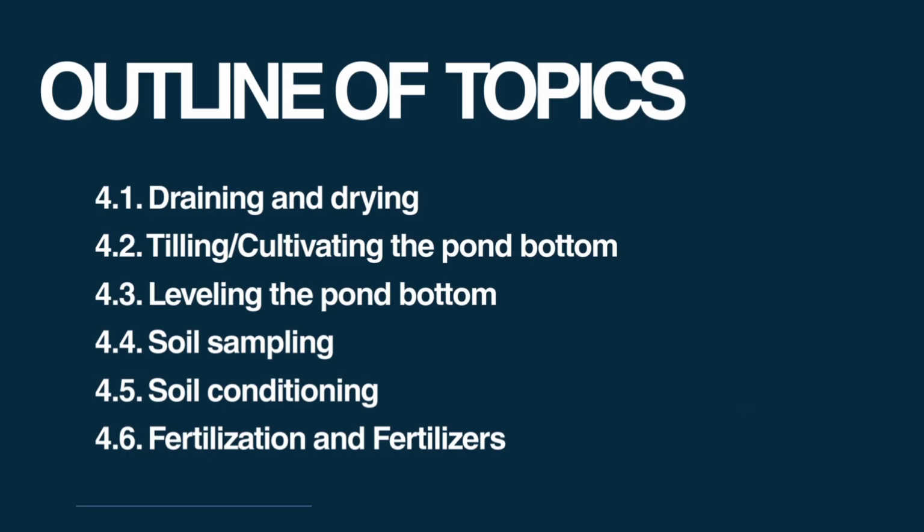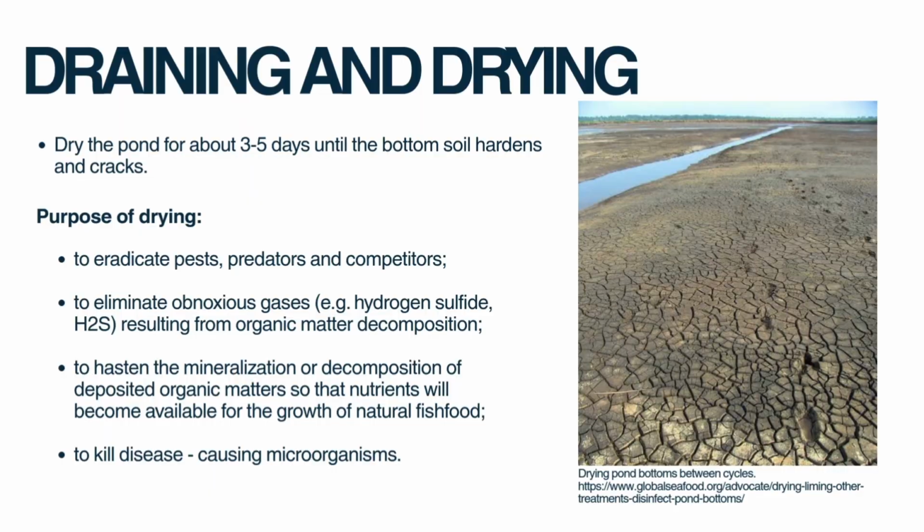So, the outline of topics for chapter 4: we have draining and drying, tilling or cultivating the pond bottom, leveling the pond bottom, soil sampling, soil conditioning, then fertilization and fertilizers. First, we have the draining and drying.